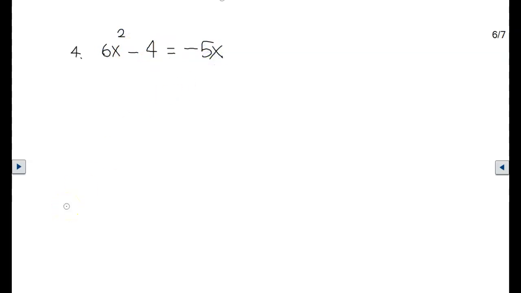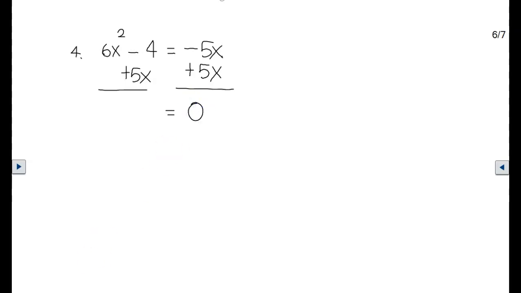All right, for this problem, 6x squared minus 4 is equal to a negative 5x. Notice right off the bat, this equation does not look the way we need it to. It is not equal to 0. It's equal to a negative 5x. So to make it equal 0 and cancel that out, I'll have to add 5x to both sides. So notice now that will be equal to 0.